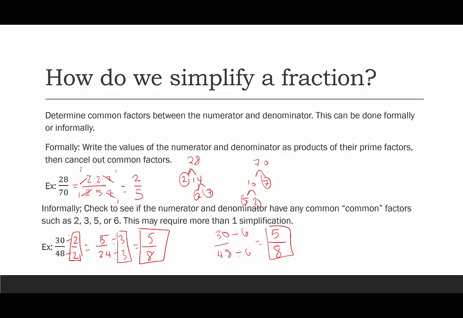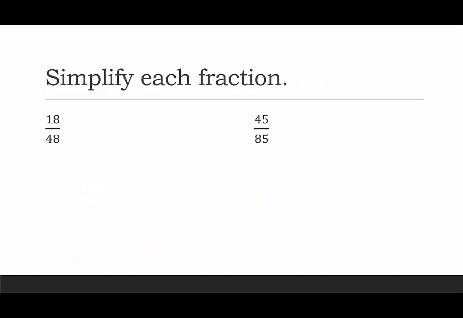Just make sure if you're not going to look for the greatest common factor, that you check your work. Let's look at some examples. So we have 18 over 48. Can you think about what goes into both 18 and 48? What did you come up with? I think the largest is, again, our friend 6.